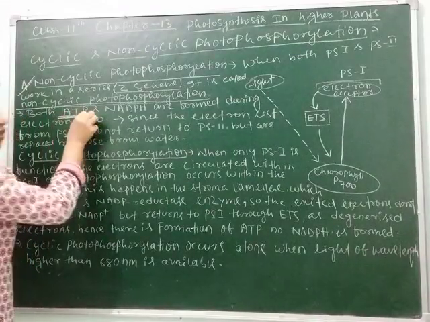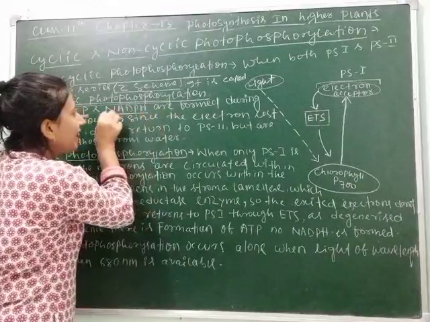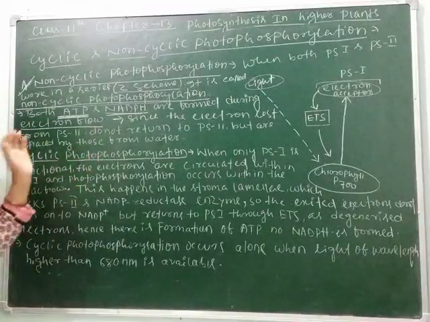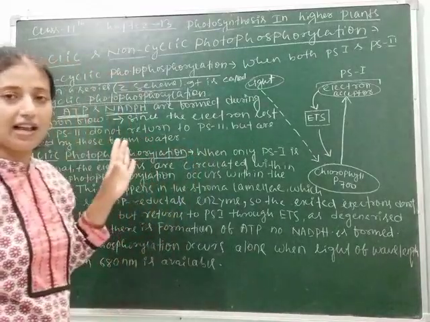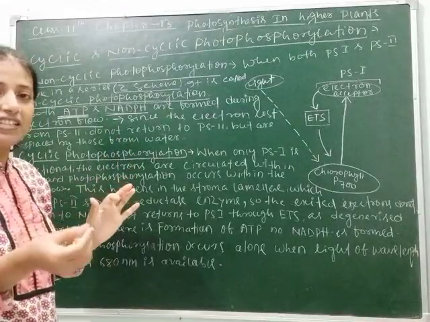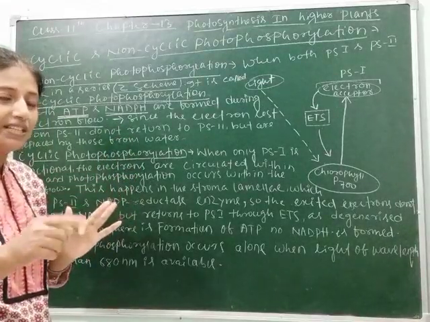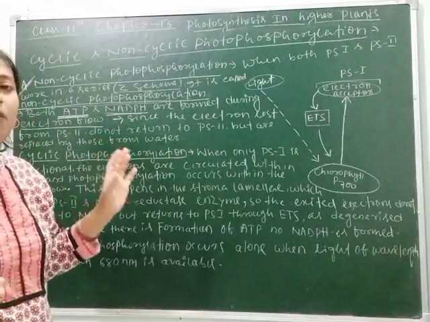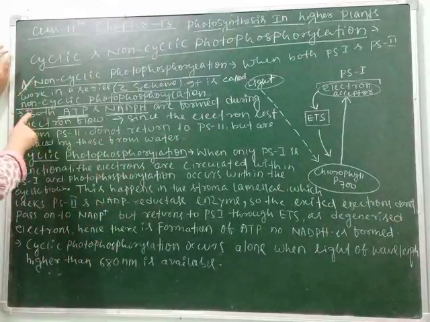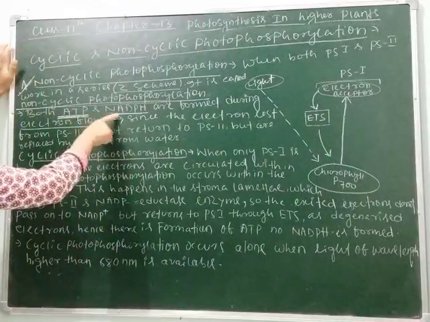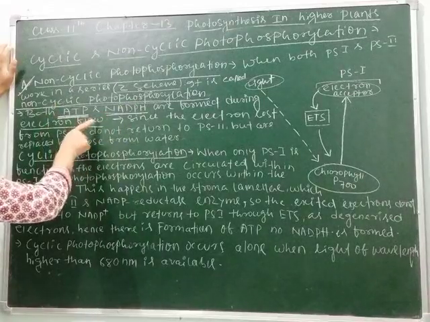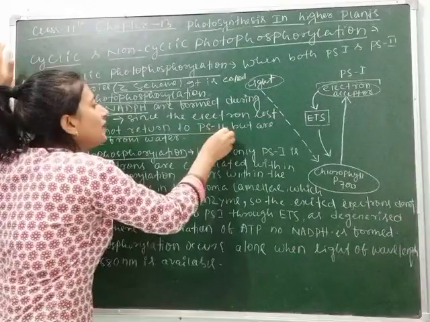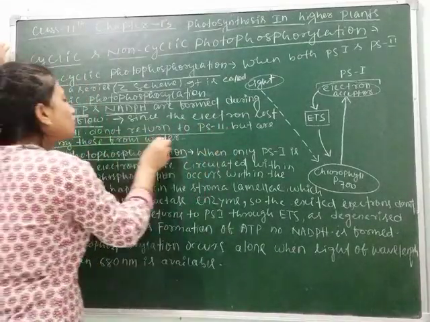So what happened in non-cyclic photophosphorylation? You should notice this: both ATP and NADPH are formed during electron flow. I explained in my last class how the electrons' release forms ATP and NADPH. NADPH is formed in PS2, whereas ATP is formed in PS1. So here both ATP and NADPH are formed during electron flow, since the electrons lost from PS2 do not return to PS2 but are replaced by those from water.